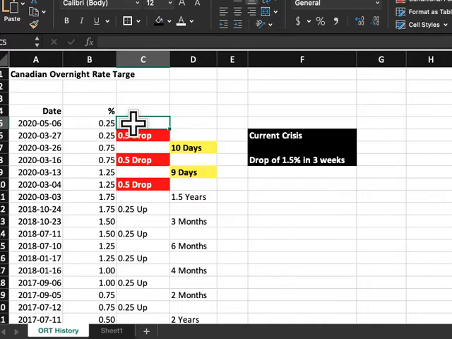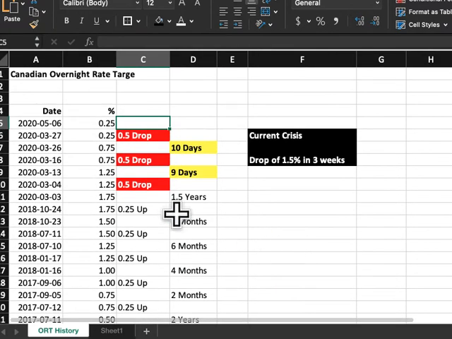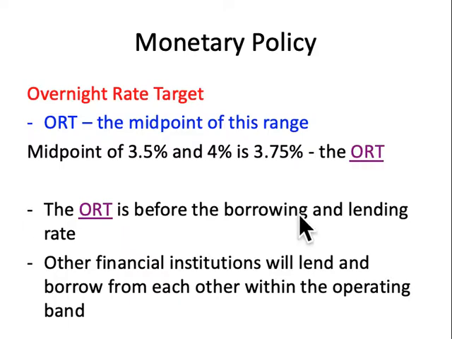So this is the recent interest rate history of Canada. And so I'm going to toggle back to our PowerPoint and kind of address another point. And so I hope that is relatively clear about what the overnight rate target is and how it operates and what's happening with it.